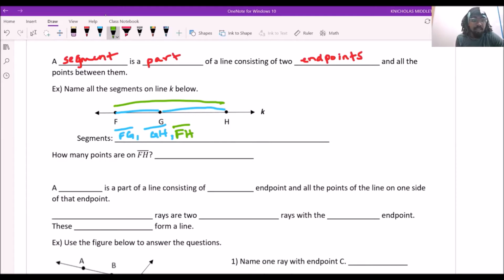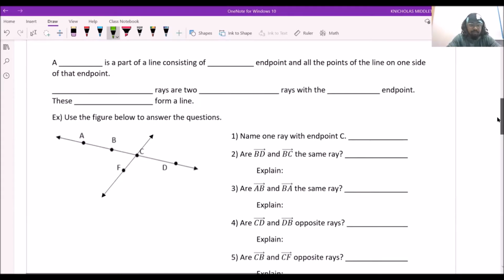Okay, so how many points are on FH? There are an infinity amount of points. Remember that a line consists of just a bunch of points, and there's no size to points, so a bunch. But there are three named points. We can say there are three named points on FH.